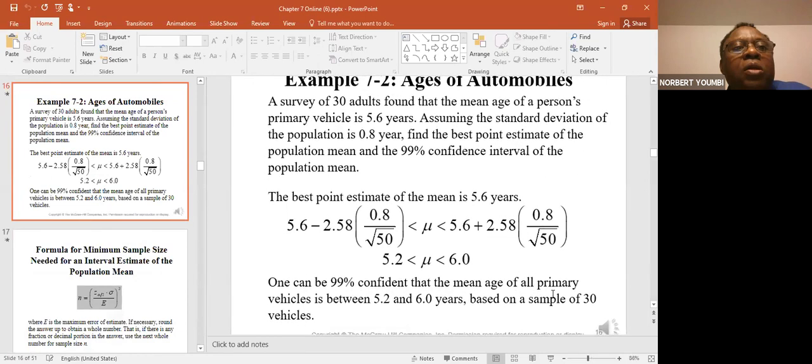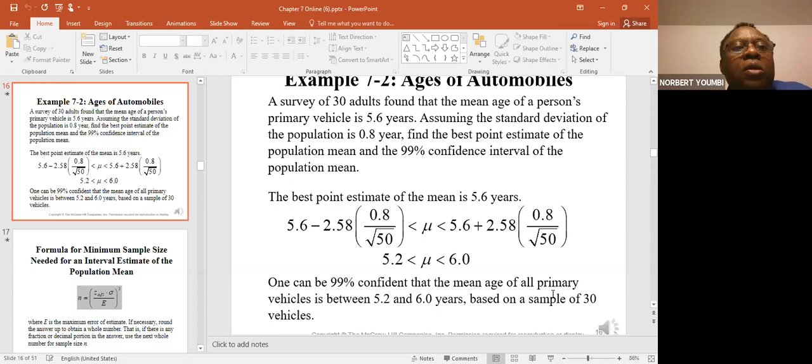Let's do another example. A survey of 30 adults found that the mean age of a person's primary vehicle is 5.6 years. Assuming the standard deviation of the population is 0.8 year, find the best point estimate of the population mean and the 99% confidence interval of the population mean.